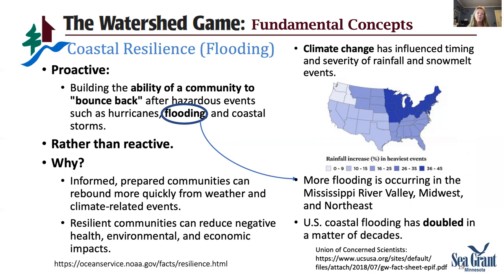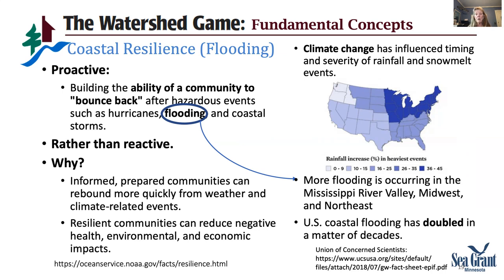So the idea is helping communities to be proactive rather than reactive, fixing all the damaged structures, trying to reduce the pollutant load that came in with the flood. Why? Well, informed, prepared communities will rebound more quickly from weather and climate-related events. The environment will stay healthier, with a lot less damage and loss of life. So by being resilient, by being proactive, you can reduce the negative health, environmental, and economic impacts.